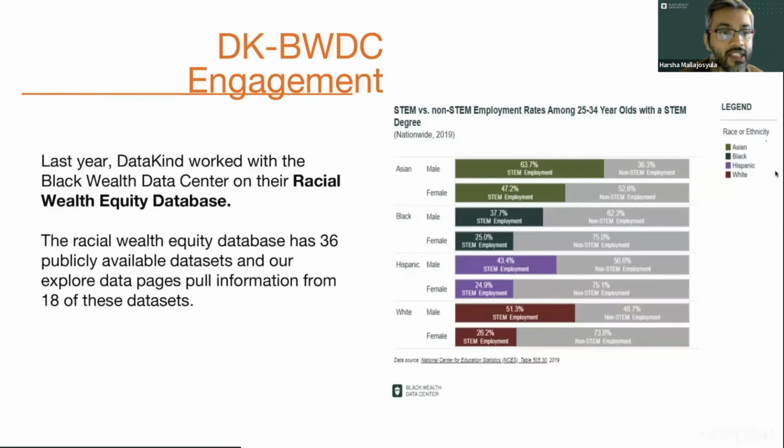For example, the chart that you see here is basically the employment rates of STEM degree holders that are disaggregated by race and gender. So this is Women's History Month, and you'll see that while 63.7% of Asian men who have a STEM degree are employed in STEM fields, both Black women and Hispanic women have the lowest employment rates within a STEM field. So this is an example of some of the information that we have that is publicly available on our data set, on our platform.